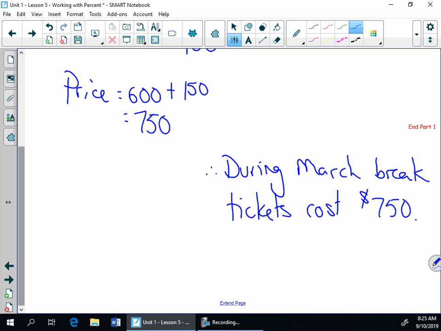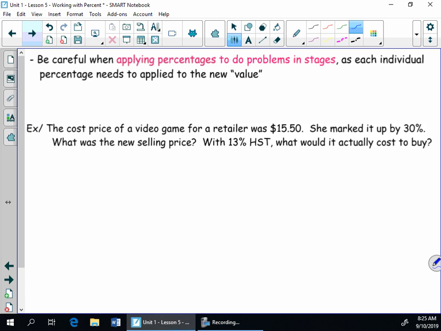Okay, so those are our two options. Discounts make things go down. Markups make things go up. Either you have to add or you have to subtract. All you have to do is make sure you read the question carefully to figure out which one it is. Okay, take a look at another one.